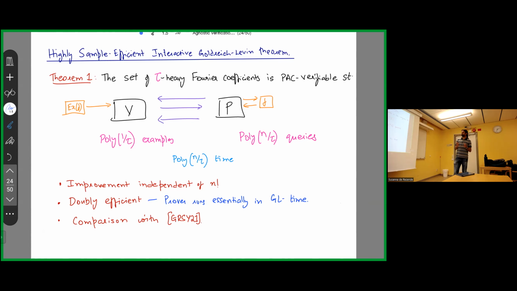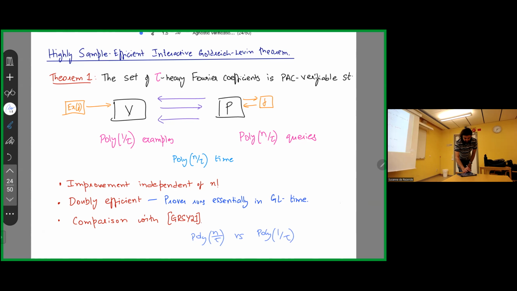And this is also doubly efficient, because the prover essentially runs in the time required to run the Goldreich-Levin theorem, while the verifier also runs in poly(n/tau) time, but uses significantly fewer samples. To compare this with GRSY, they use poly(n/tau) many samples, versus in our case it's poly(1/tau). So it's a significant input-independent improvement.